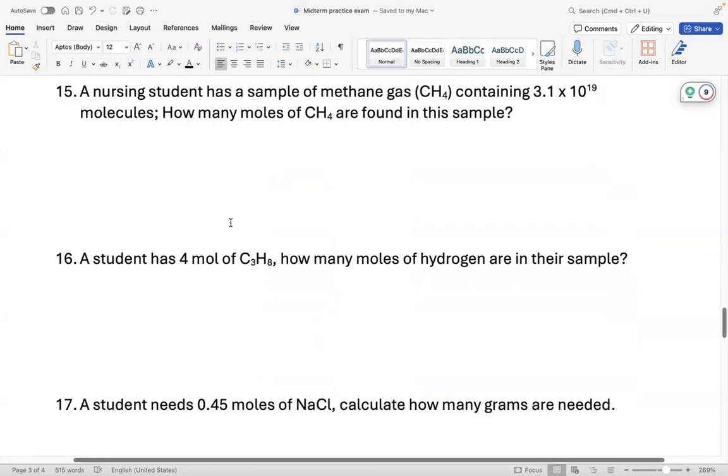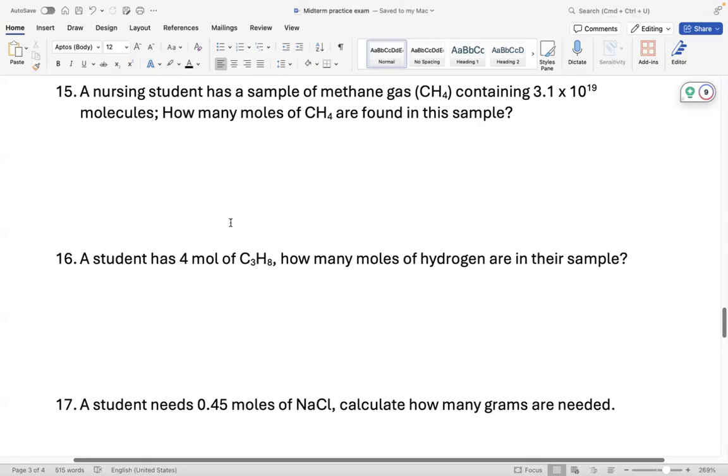All right, number 15. A nursing student has a sample of methane gas containing 3.1 times 10 to the 19th molecules. How many moles of CH4 are found in this sample?